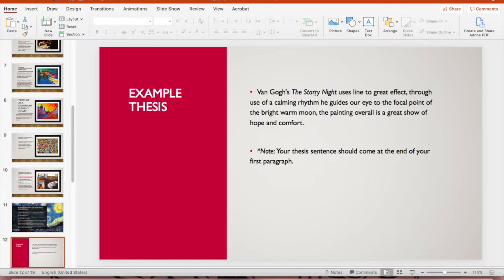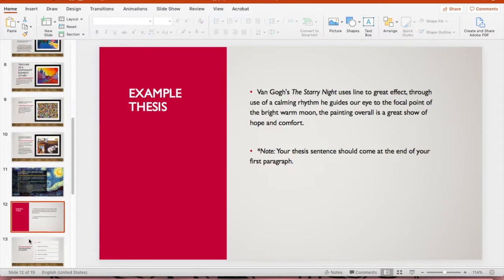And then all you have to do is look to your thesis to know what you're doing next. First paragraph is going to be the facts. Second paragraph is going to be about the element of art, okay? So line. Calming rhythm, he guides our eye to the focal point of the bright, warm moon. That's your principle and how it's used. The painting overall is a great show of hope and comfort. That is your opinion.